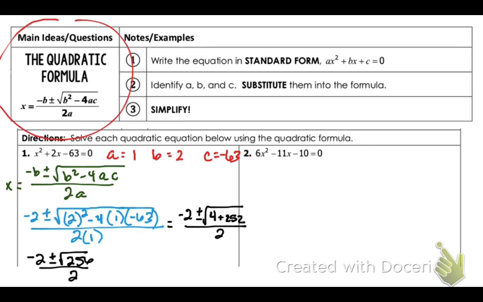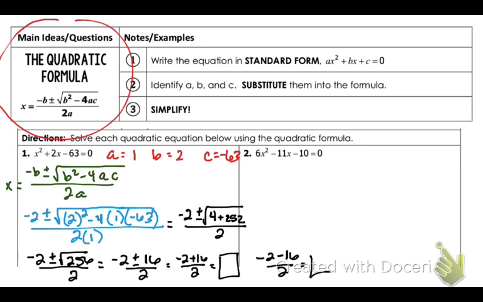And if I check, is 256 a perfect square? And it is. The square root of 256 is 16. So negative 2 plus or minus 16 over 2. Notice how you have the 2 cases again that we were working with last week. You're going to have negative 2 plus 16 over 2, and then you're also going to have negative 2 minus 16 over 2.